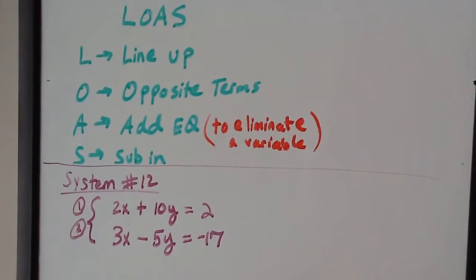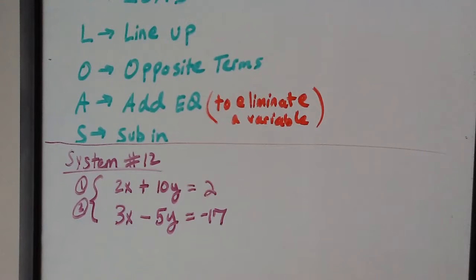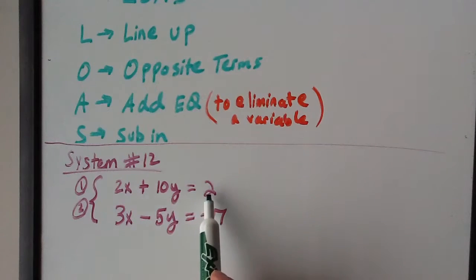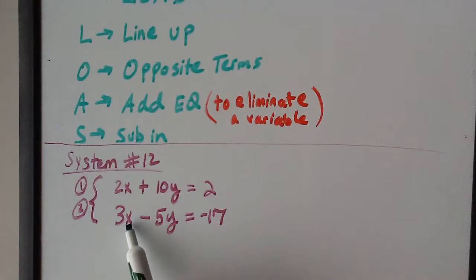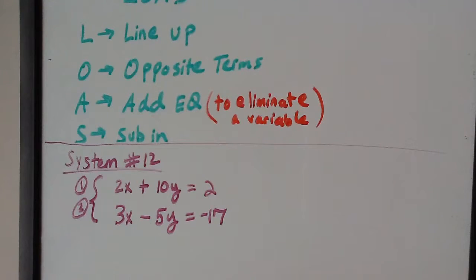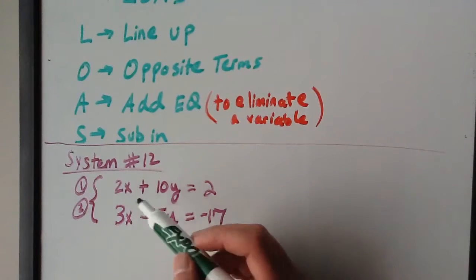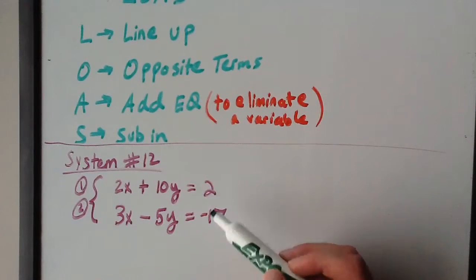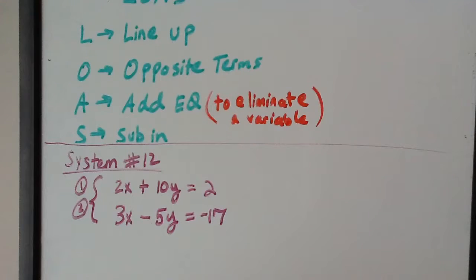The first example I'll do in this video is system number 12. It looks like this. 2x plus 10y equals 2. Equation number 2 is 3x minus 5y equals negative 17. First, I look for L. Are these equations lined up? I have my x terms stacked, y terms stacked, constants stacked. So yes, they are lined up.